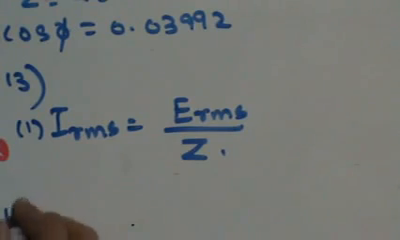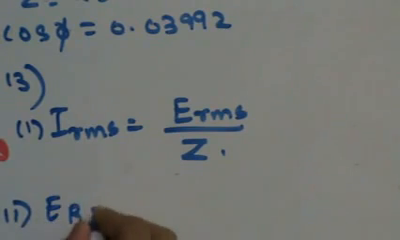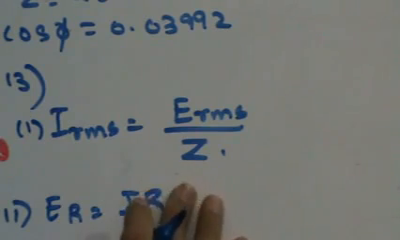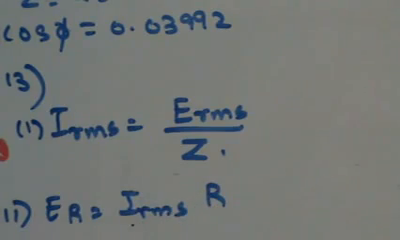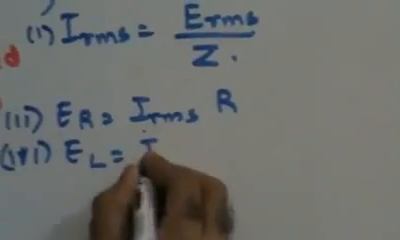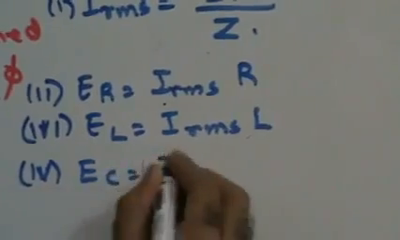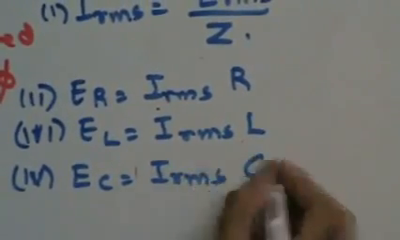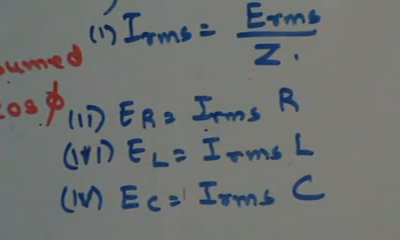Now, they are all in series. Voltage drop across the resistor, Ohm's law is IR, that is IRMS into the value of the resistance. Voltage drop across the inductor is IRMS into XL. Voltage drop across the capacitor is IRMS into XC. So you will come to know the voltage drop across the resistor, inductor and capacitor.